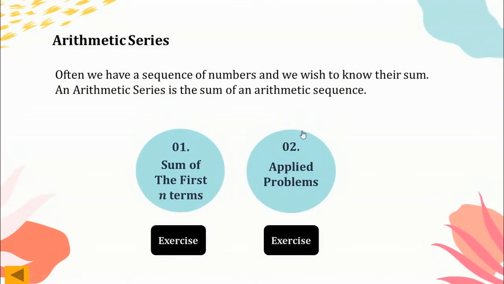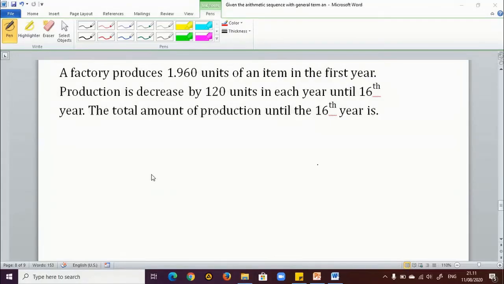Okay, the apply problem. Now, an example for the apply problem. A factory produces 1960 units of an item in the first year.